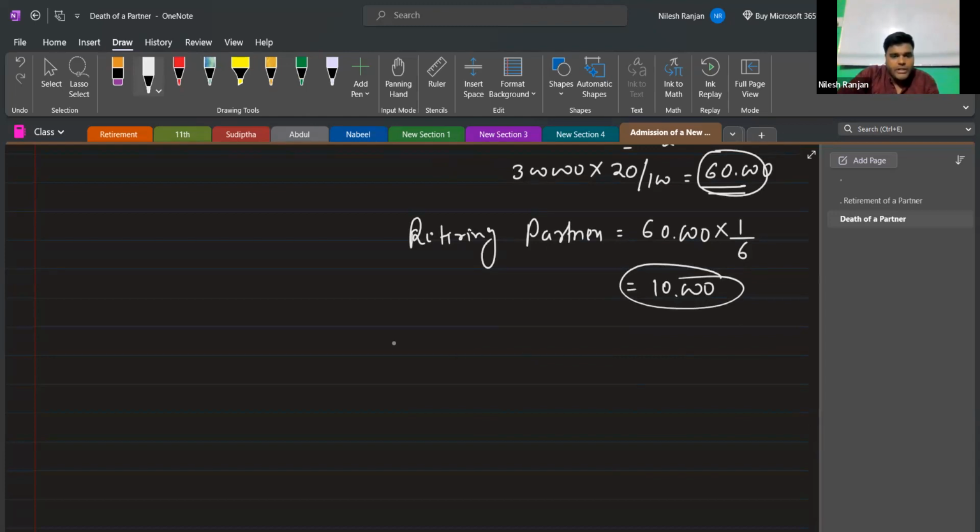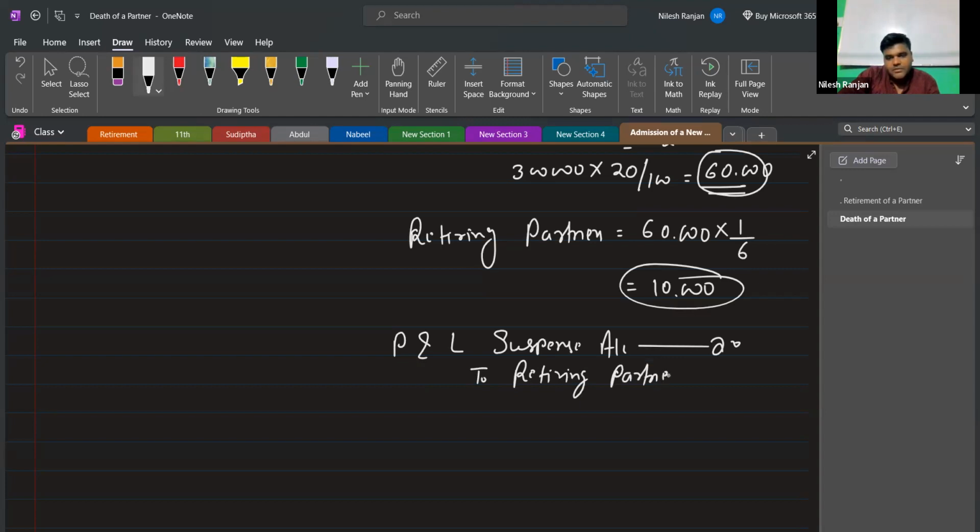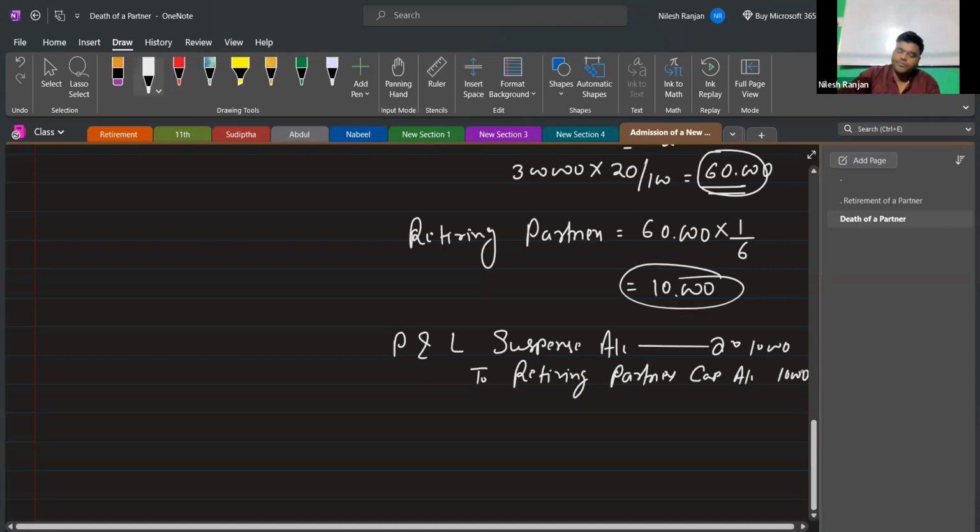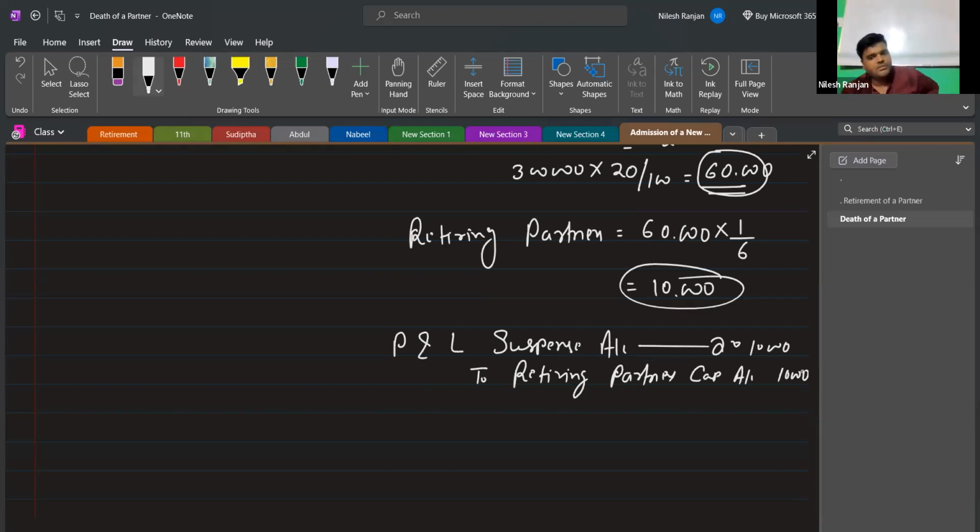The entry will be: Profit and Loss Suspense Account debit to retiring partner's capital, 10,000. Now, is there any problem? No, sir.